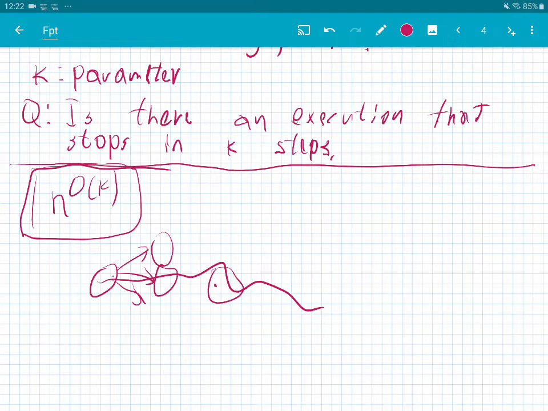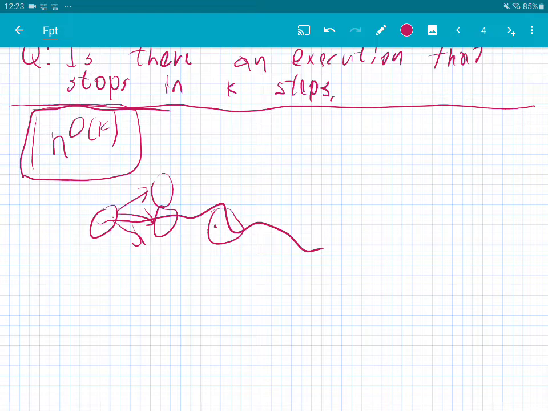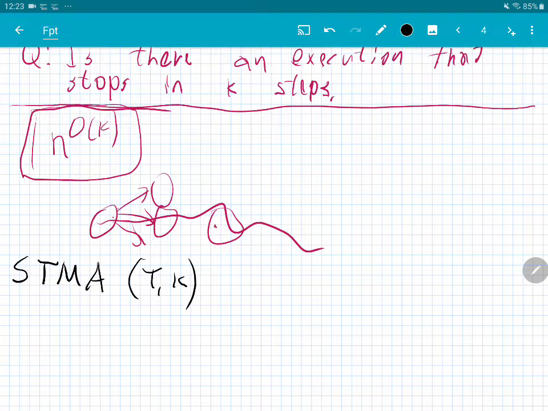So it kind of nicely captures this notion of parameterized complexity. So we're going to show a reduction from this short Turing machine acceptance, which is just a Turing machine and a parameter k, to independent sets.